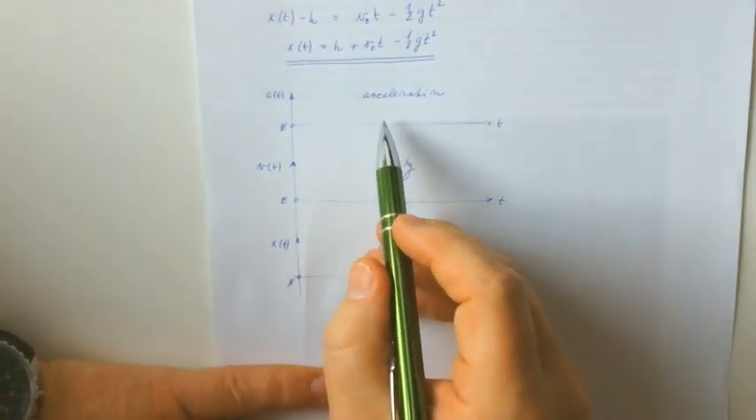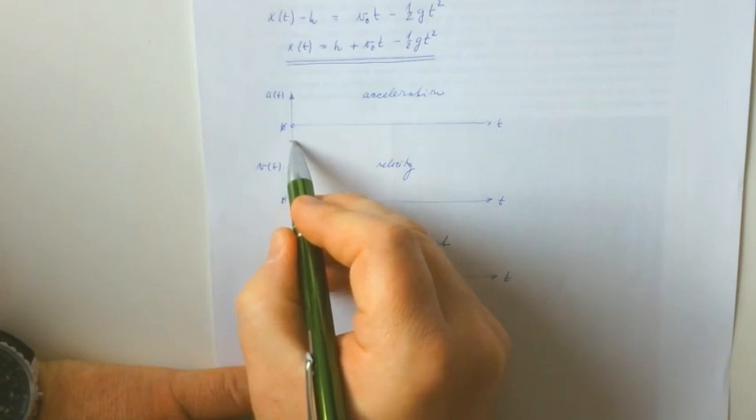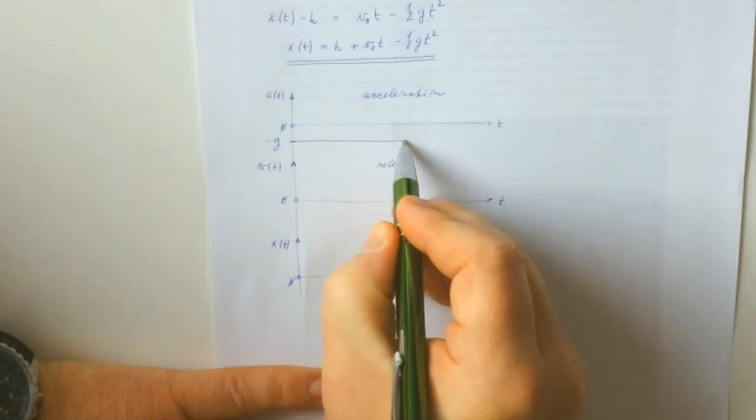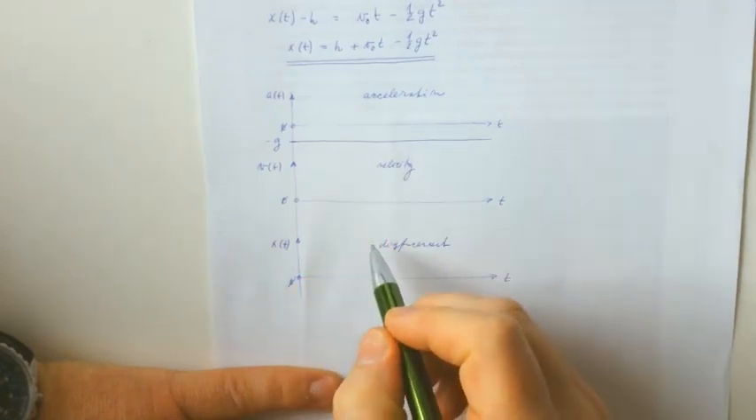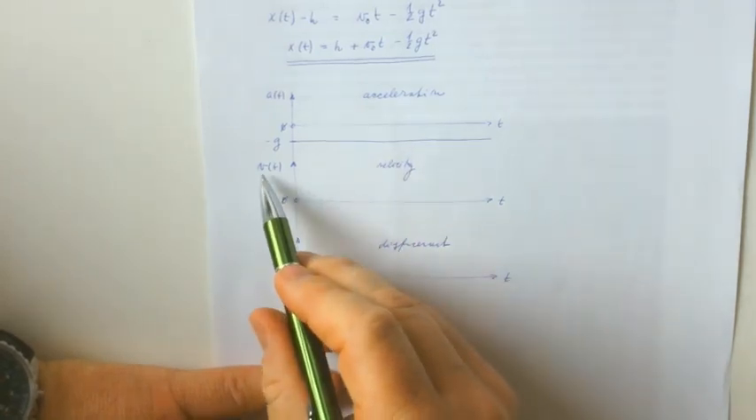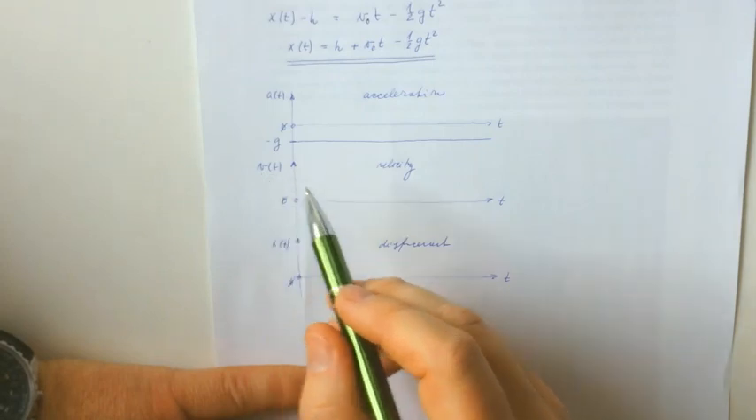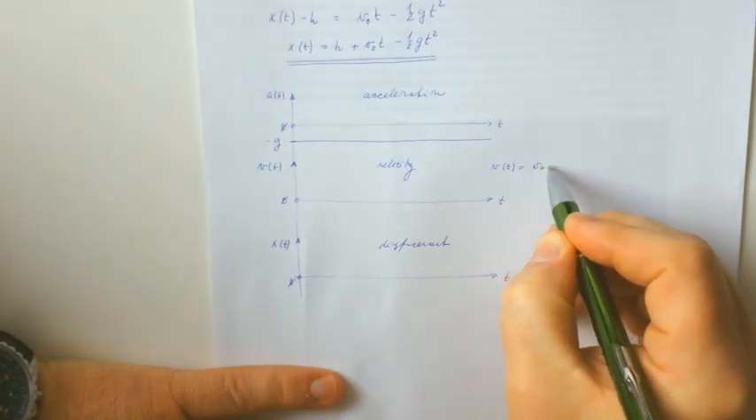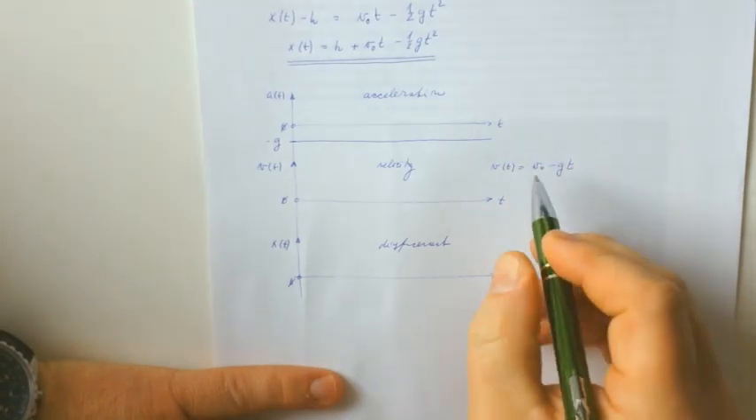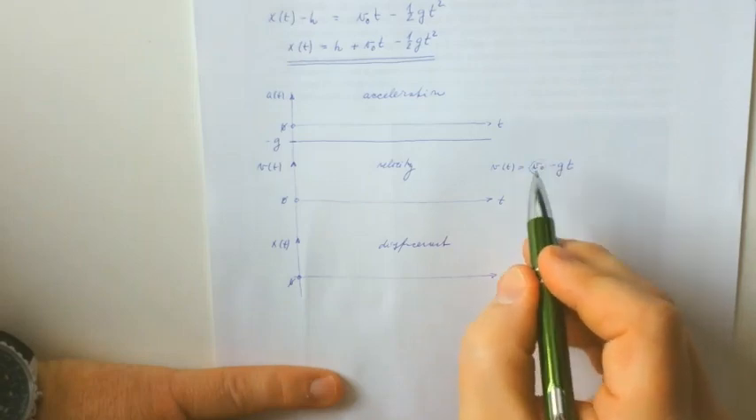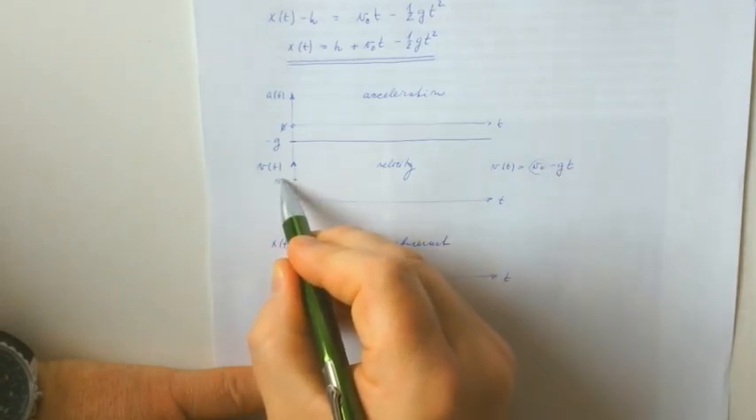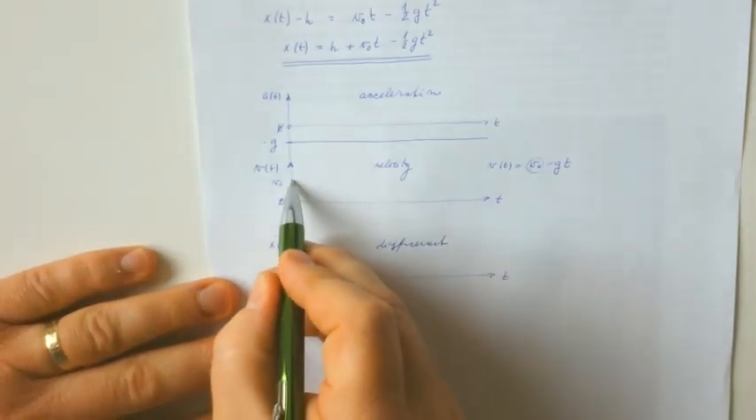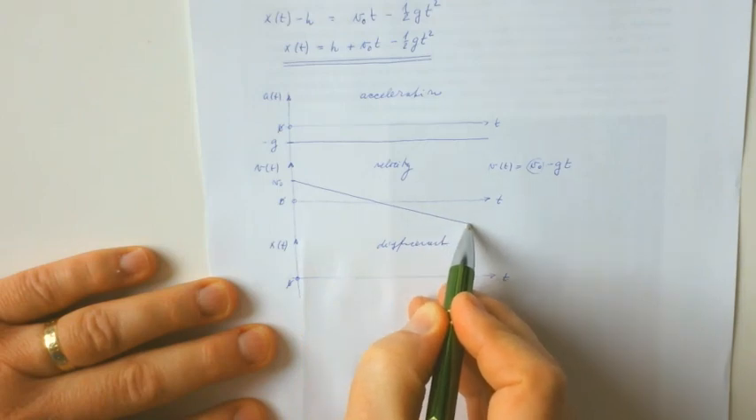Concerning the acceleration, the value of acceleration is constant through all the process and is equal to minus g. Regarding the velocity, we have a function that velocity in time is equal to v0 minus gt. So we start at initial value of velocity, which is positive, and with increasing time is going down, and it is linear function.